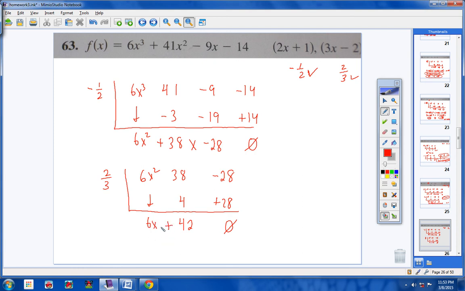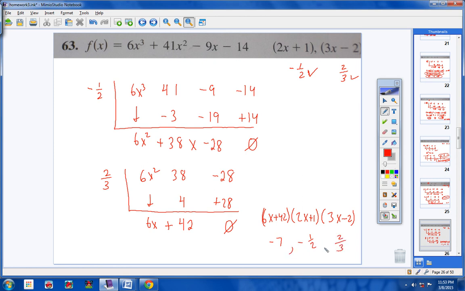Hey, that's a linear factor. It's a power of 1. So we're done. One linear factor is 6x plus 42. Another linear factor is 2x plus 1. And another linear factor is 3x minus 2. So, take this, set equal to 0 and solve. You get a negative 7. This would be a negative 1/2. And this would be a positive 2/3.